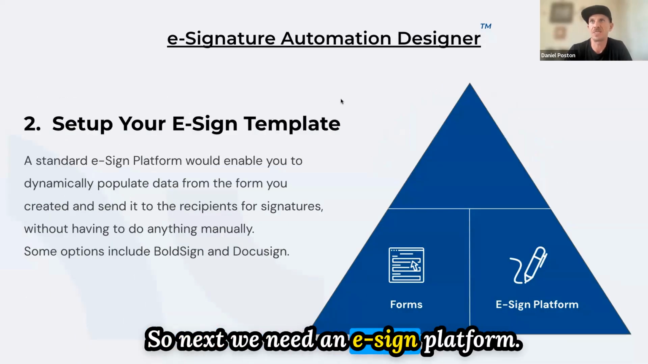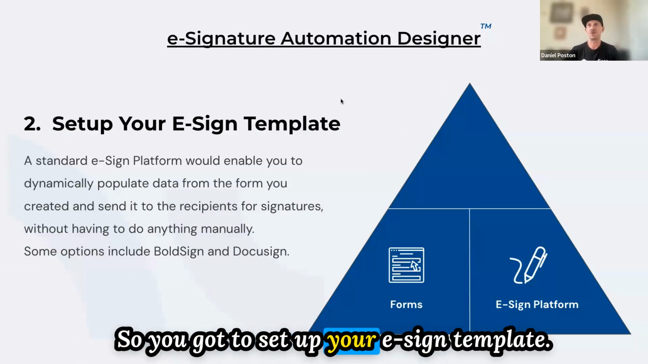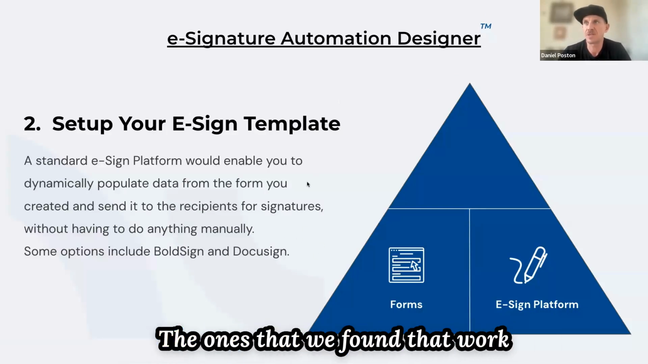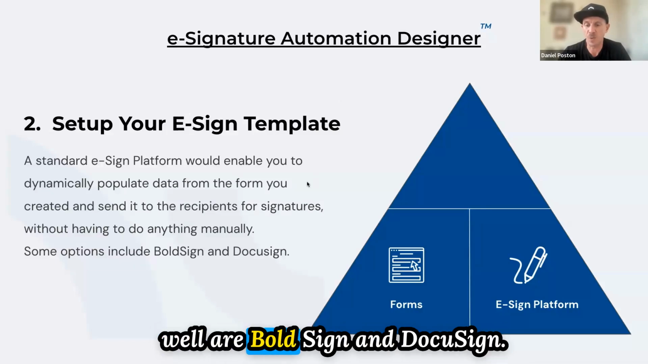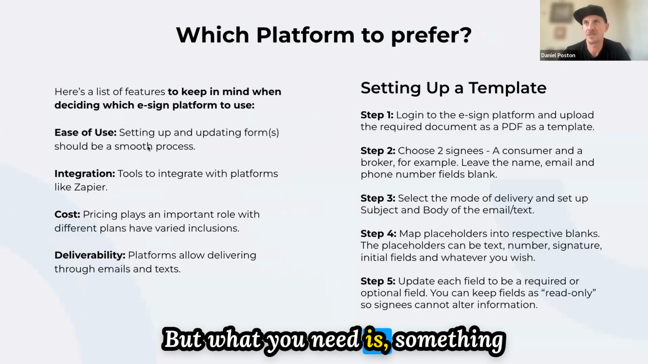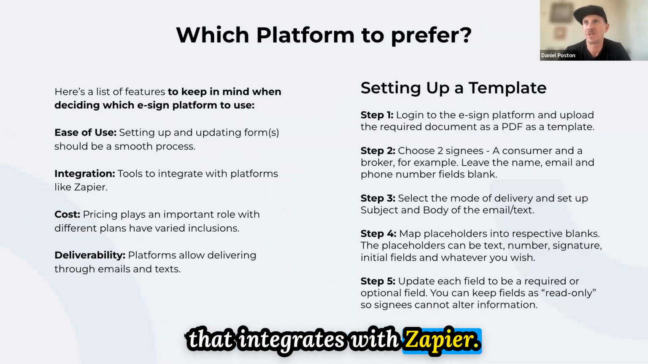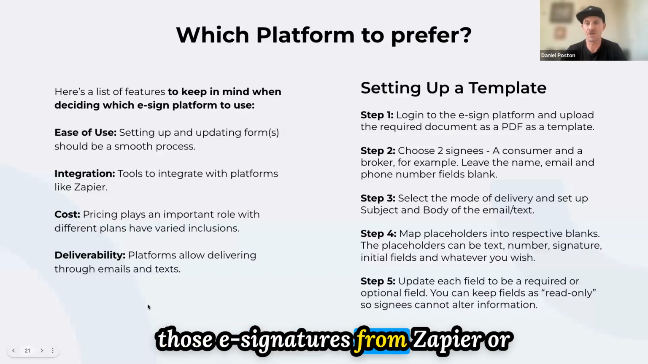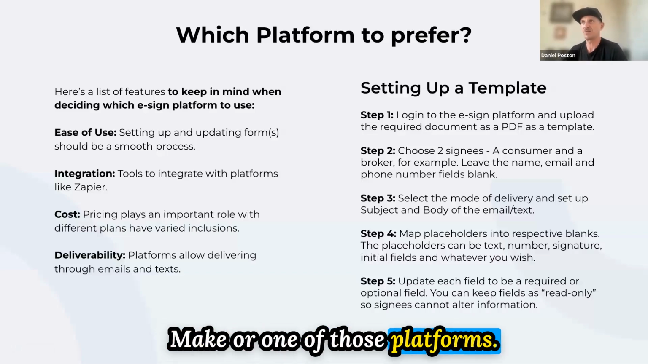So next we need an e-sign platform. You've got to set up your e-sign template. Most e-sign platforms go to this. The ones that we found that work well are BoldSign and DocuSign. But what you need is something that integrates with Zapier, and something that allows triggering those e-signatures from Zapier or Make or one of those platforms.